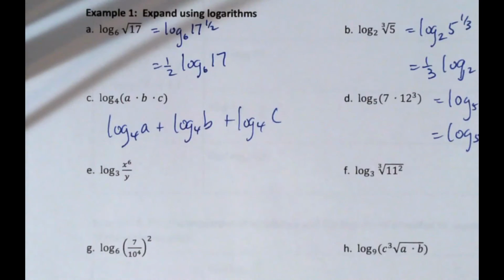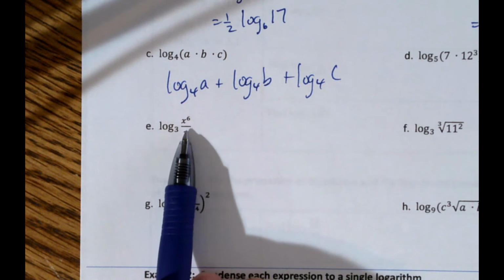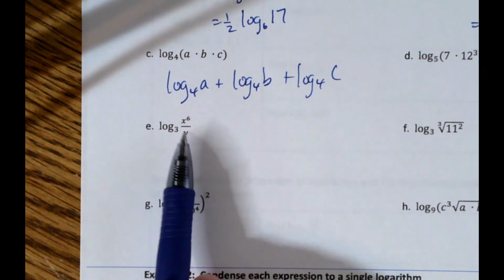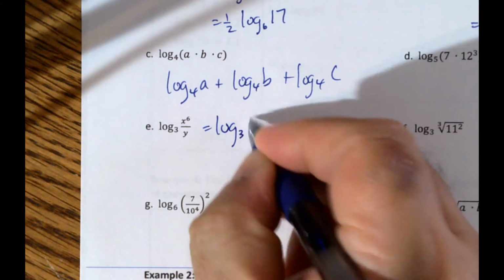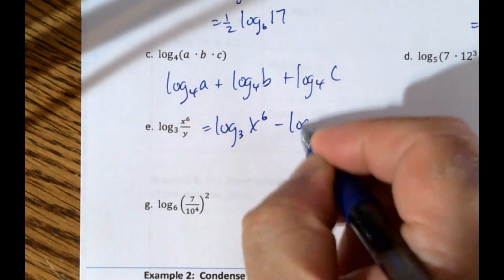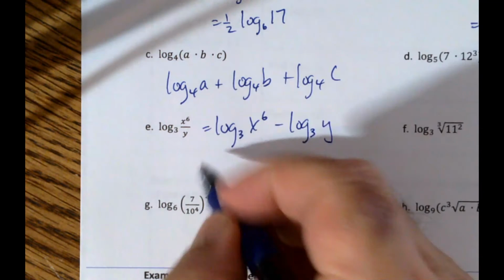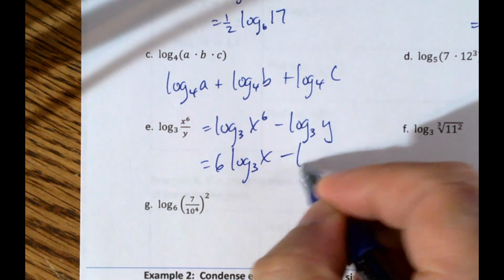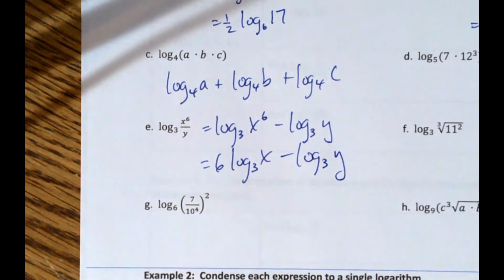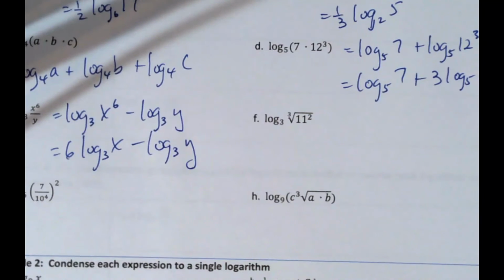All right. E. Here you have a power and a fraction. So we're going to first split up the fraction. So it's going to be log base 3 of x to the 6 minus log base 3 of y. So I have this exponent now. I'm going to bring the exponent forward. So it's 6 log base 3 of x minus log base 3 of y. And that's it. And that's the answer.